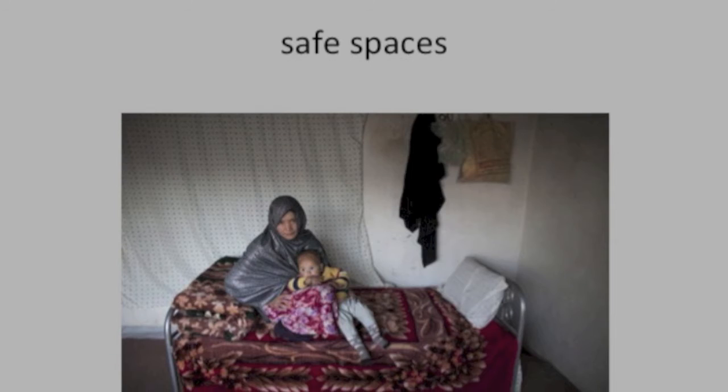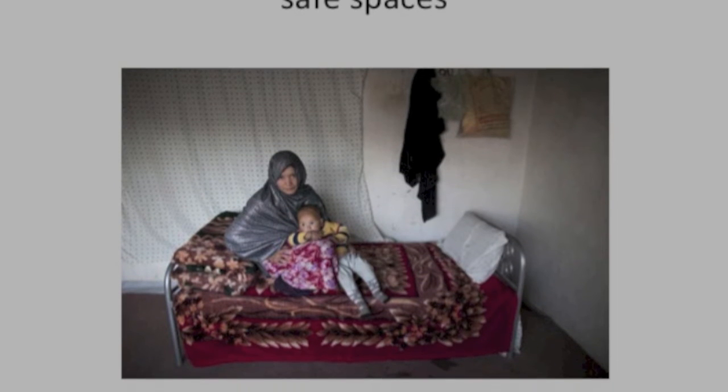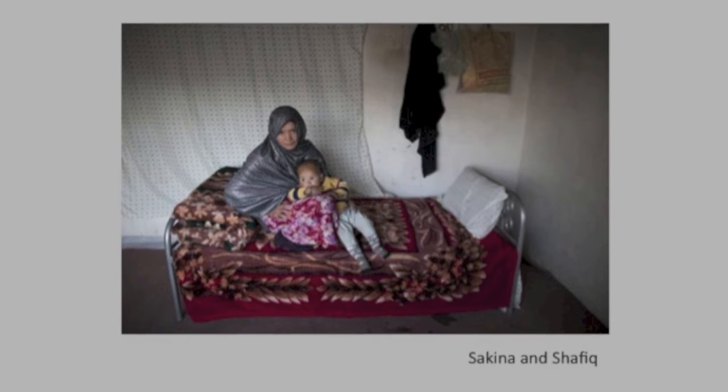Safe spaces. This is a young woman who actually is in one of the first shelters in Afghanistan with her baby Shafiq, who was born in prison. She was in prison for 7 months because she left her husband, which was a forced marriage, and she married a man that she wanted to marry. So she was in jail. She is now in a safe space. Women's rights have become more of a priority in Afghanistan.